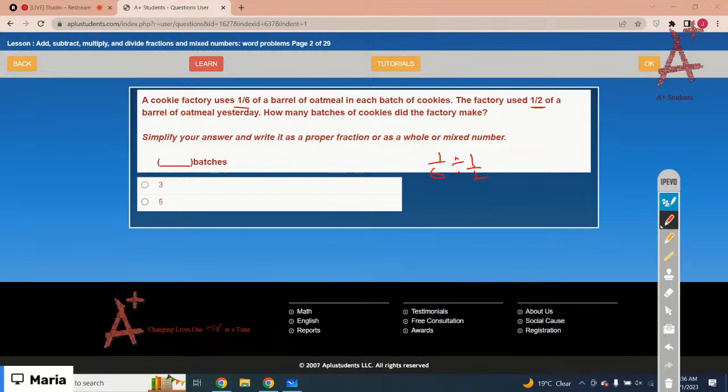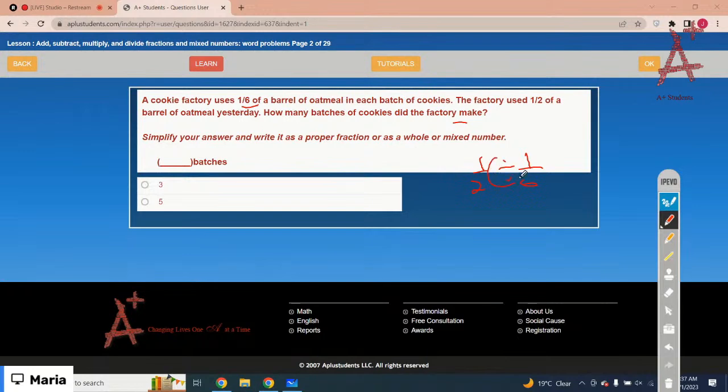A cookie factory uses 1/6 of a barrel of oatmeal in each batch of cookies. The factory used 1/2 of a barrel of oatmeal yesterday. How many batches of cookies did the factory make? So you have to do 1/2 divided by 1/6.